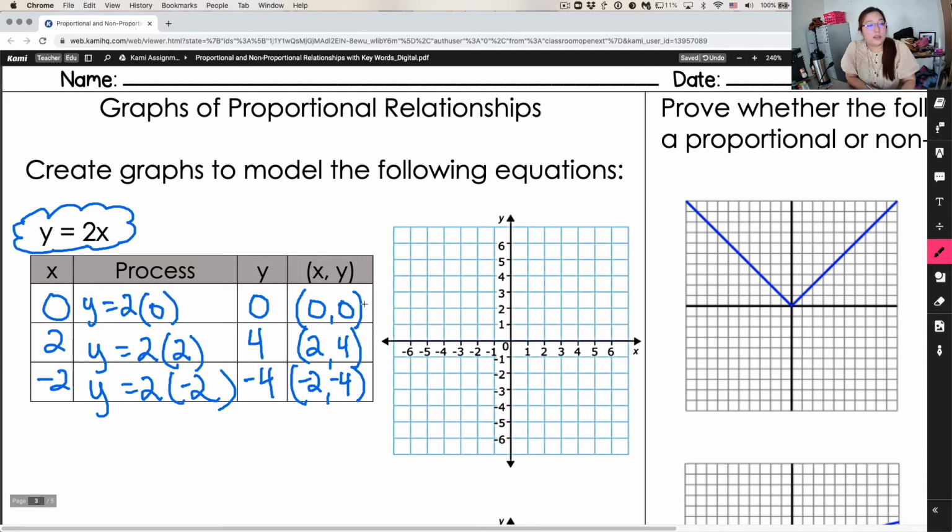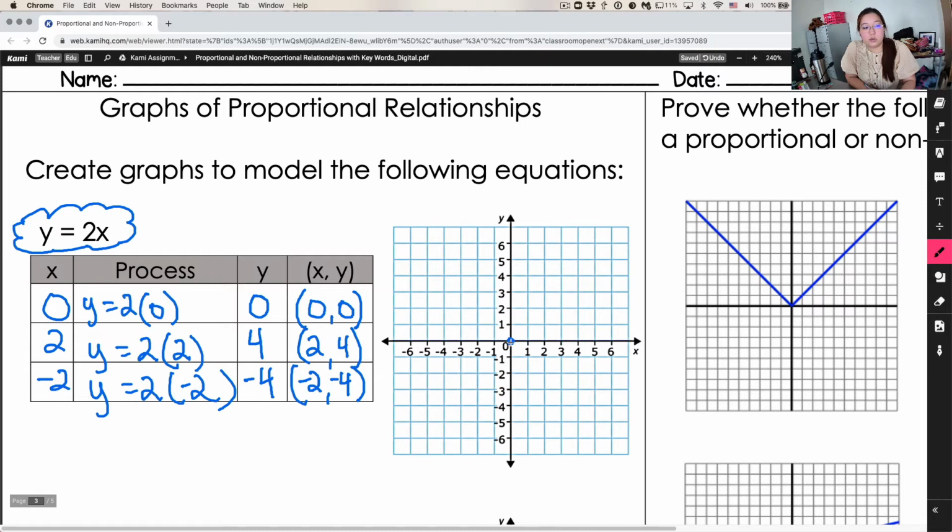Our first point is 0, 0. So it's the point where x is 0 and y is 0. That is right smack dab in the middle. We call this the origin, by the way, and I'll get to that in a little bit. But so here's our first point. This is 0, 0.